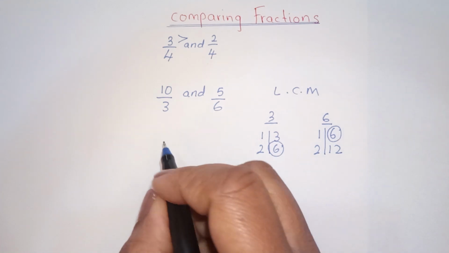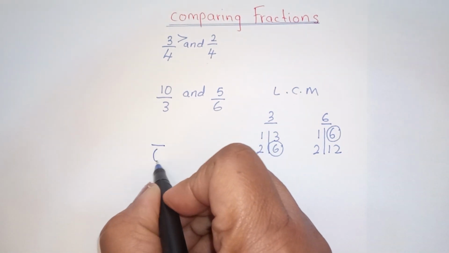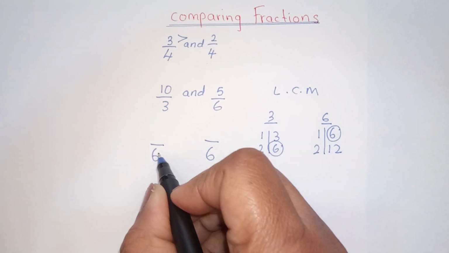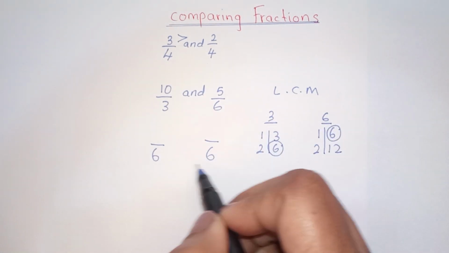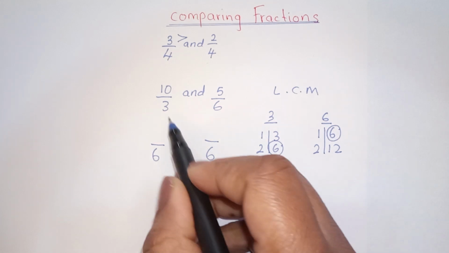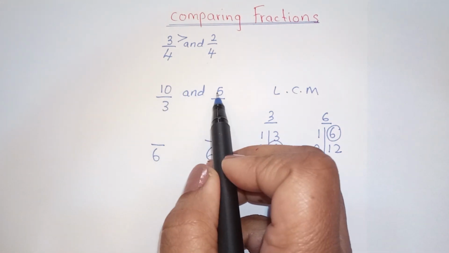So we're going to write these two new denominators here, this for this fraction and this for this fraction. So we have the same denominators. Now we're going to work out the numerators.